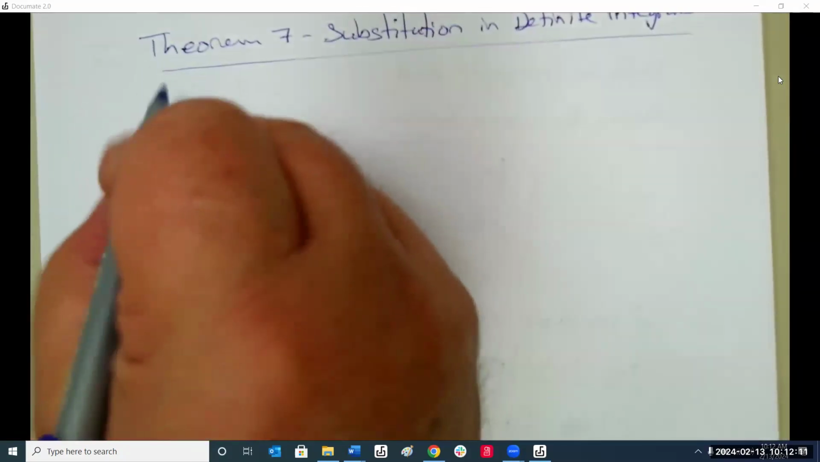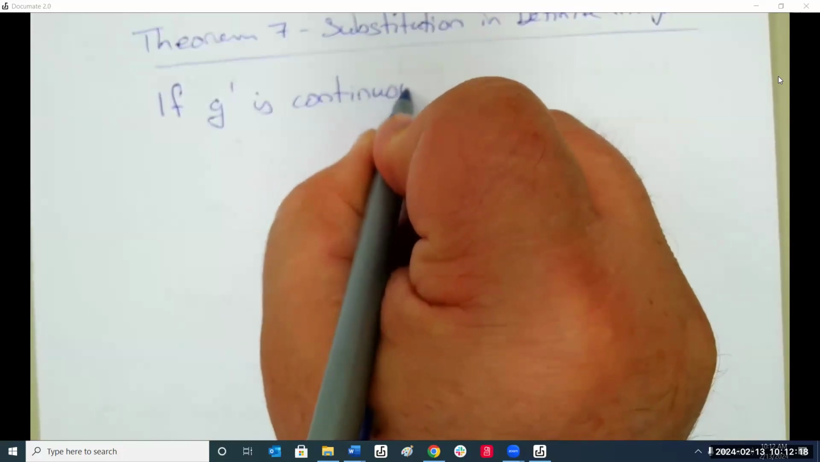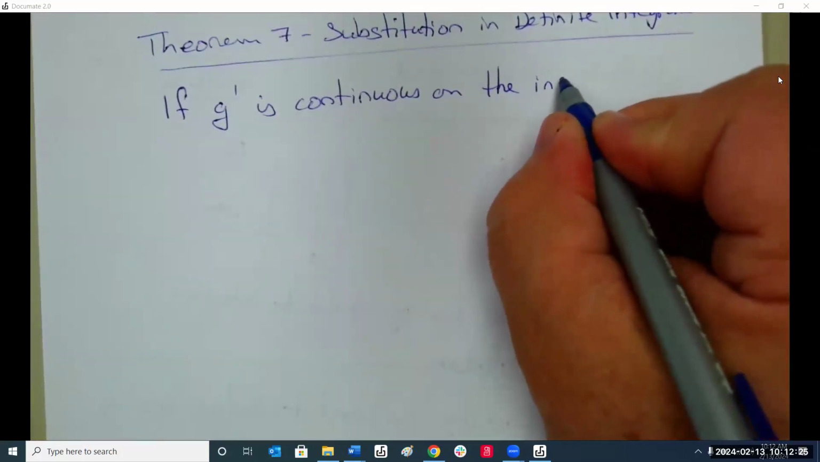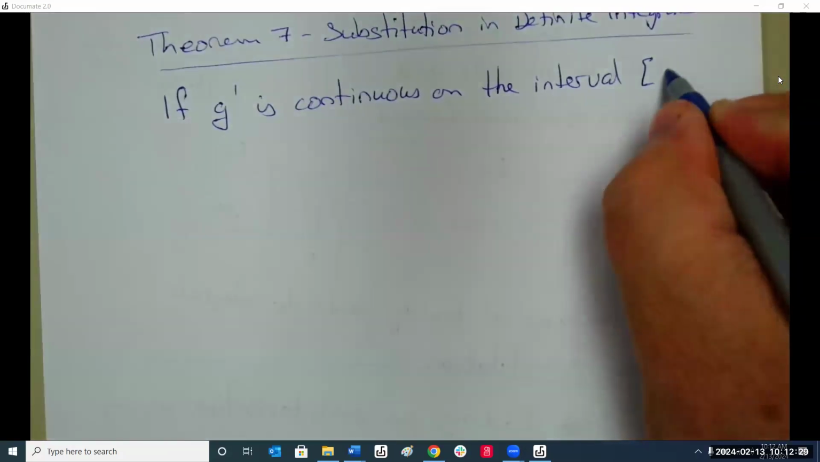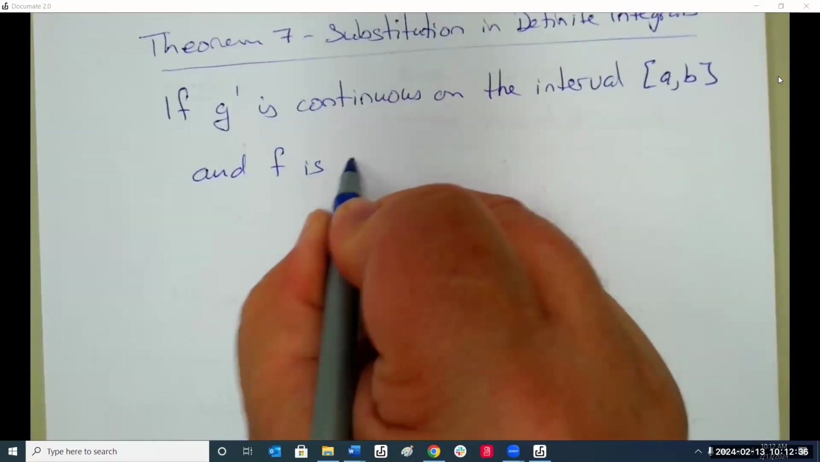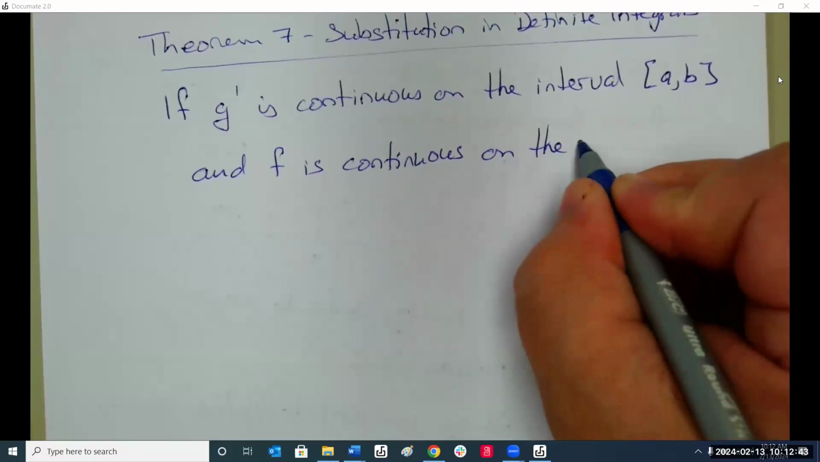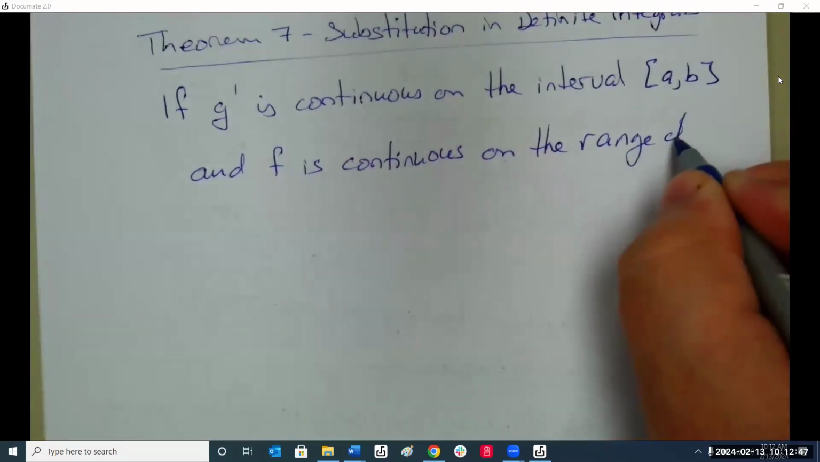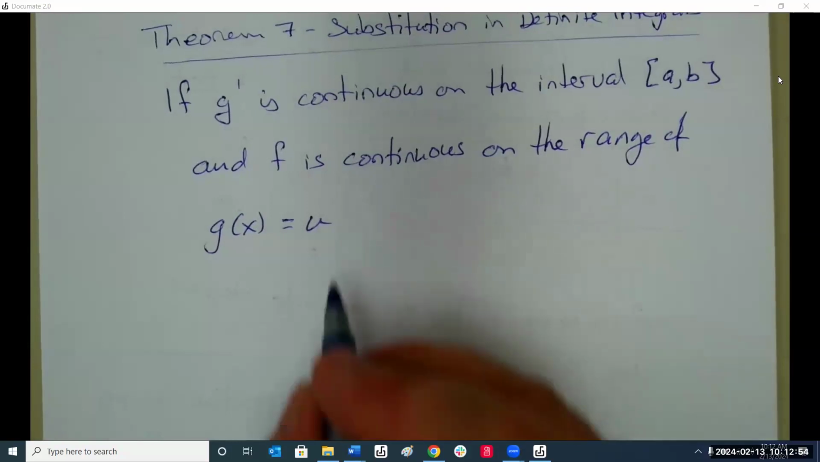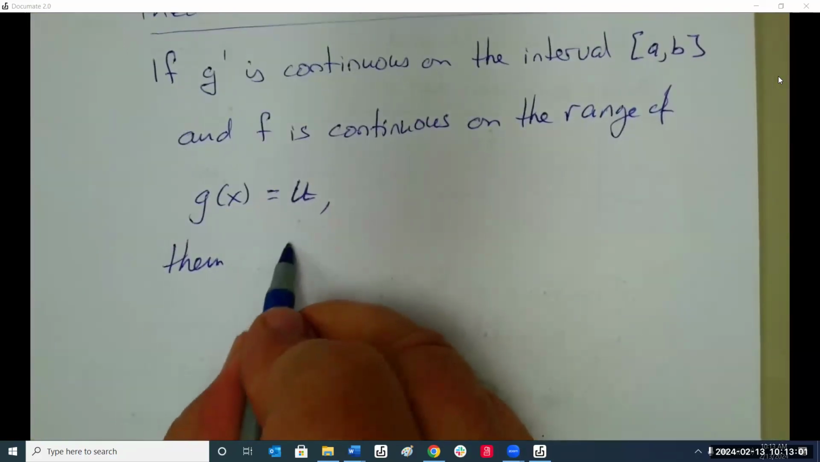So if g prime is continuous on the closed interval a, b, and the function f is continuous on the range of the function g of x, we'll call that u, then the theorem says this.